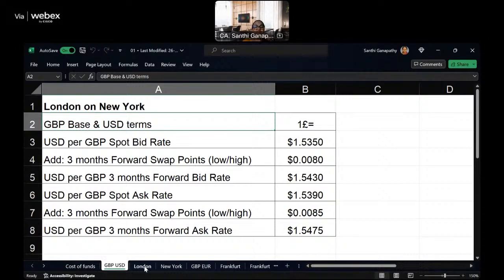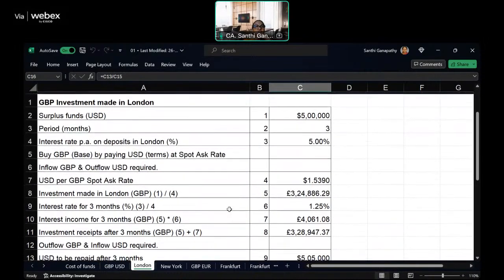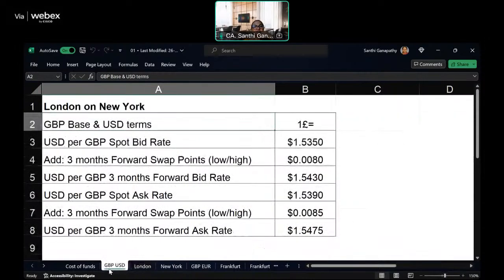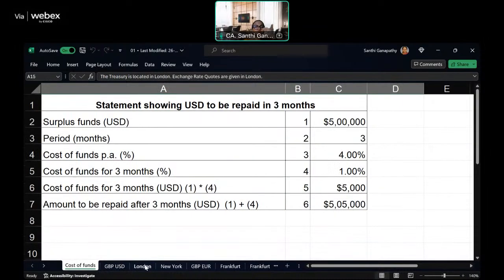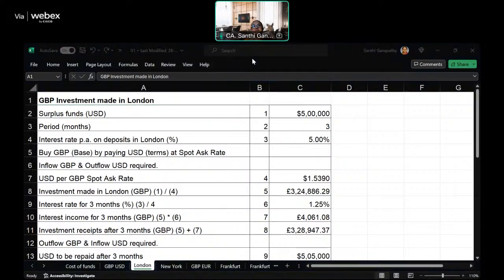So once we have this rate, let us see what we do in London. Now GBP investment in London, if you make the investment, it has to be in GBP for the local it is given. Surplus funds is 500,000, period of 3 months. The interest rate per annum of deposits is 5%. Now, what should you do?